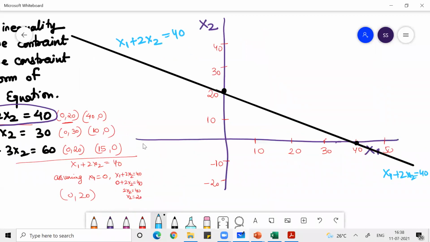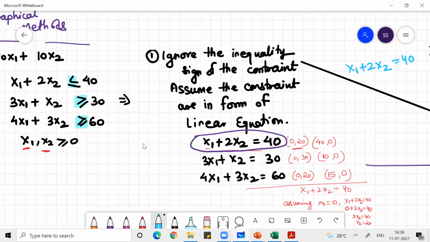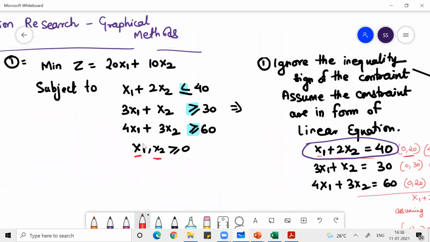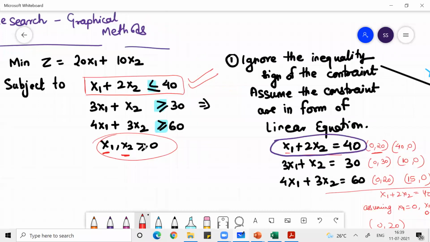Now, guys, this is the line. Sir, you have drawn the line. Very good, sir. Then coming back to the original question, what was the original equation? This was your original equation: x1 plus 2x2 should be less than or equal to 40, where x1 and x2 should be positive variables.